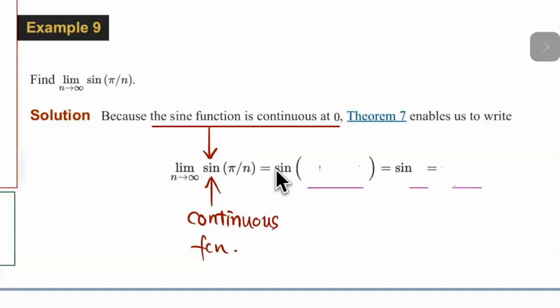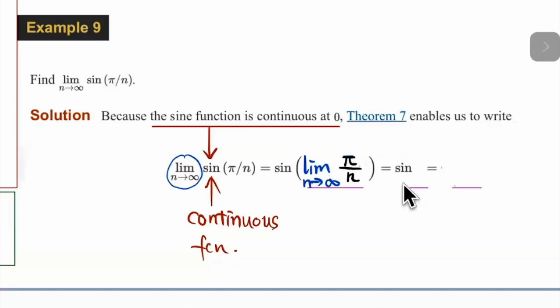So that will be equal to sine of what? What should I put over here? Yes. Right. You can bring this limit in. So the limit as n goes to infinity of this pi over n. Okay. So bring this limit in over here. So the limit of this function is the function of this limit. Now we find what this limit is: pi over n as n goes to infinity.